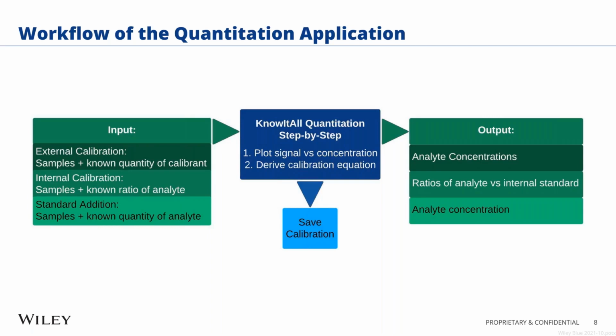to be analyte concentrations. If you're performing internal calibration, the data that you input is samples and a known ratio of analyte. The software will output ratios of analyte versus internal standard. And finally, if you're doing standard addition analysis, the data that you input would be samples and a known quantity of analyte. The data that's output is analyte concentration.